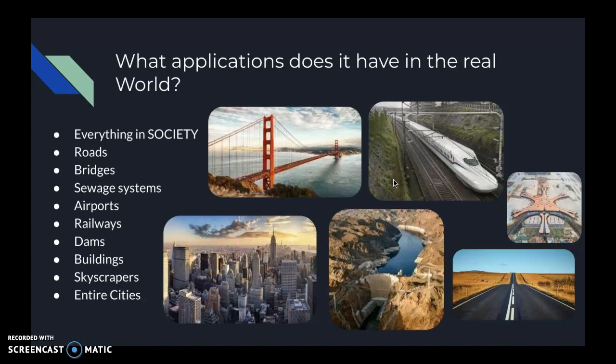So civil engineering basically constructed everything in society. Anything you've touched, any place you've been to has something to do or relate to civil engineering, such as the Golden Gate Bridge, the city of San Francisco, or New York City. Other examples include every road, bridge, sewer systems, airports, railways, dams, buildings, skyscrapers, and of course entire cities.